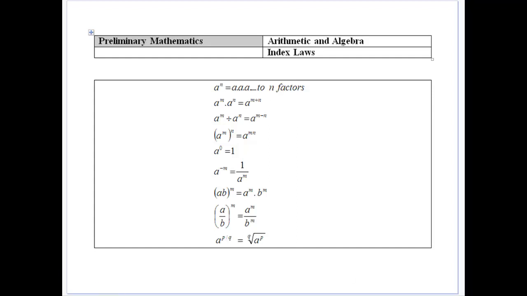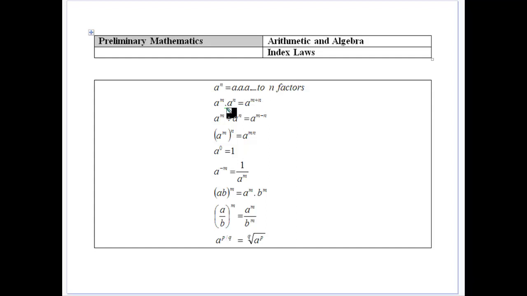Now we want to have a look at our index laws and review those. We've got a situation. Here's all the rules. Now you should remember all these rules and what an index is. You've been doing indices since year 7, and then we started to learn all our different rules in year 9. So the idea that when the bases are the same and we're multiplying, we add the powers.